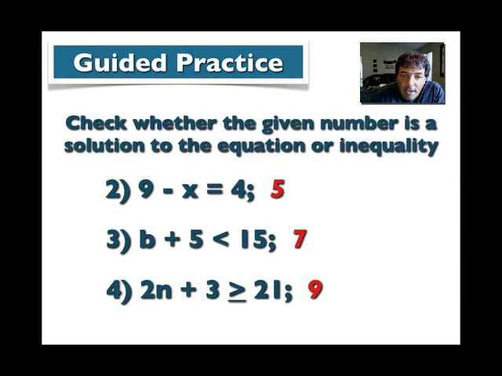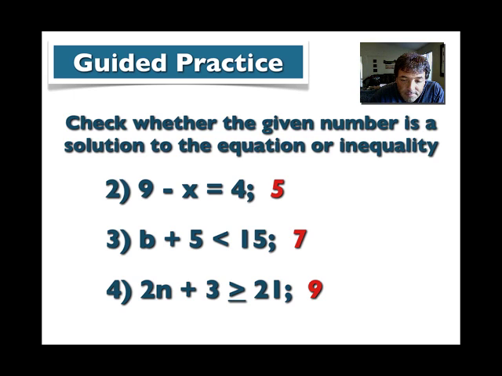So now mentally in your head, ask yourselves, is the number in red a solution to the equation or the inequality that they're asking? So look at the first one. Is 9 minus 5 equal to 4? Sure it is. So we would say that yes, 5 is a solution. How about the second one? If we substitute 7 in for b, 7 plus 5 make 12. And 12 is less than 15. So yes, again, 7 is a solution to the inequality.